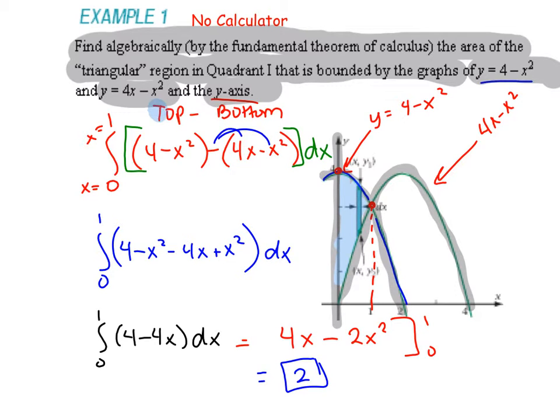Remember, it's going to be the integral of the top minus the bottom. The top equation is this one, 4 minus x squared. And the bottom equation is the one in red, right here, and that's going to be 4x minus x squared. So go ahead and plug those in. The top one was 4 minus x squared. The bottom one was 4x minus x squared. And then do some algebra to get it all nice and cozy. Then we're going to add like terms, and then we're ready for the integral.